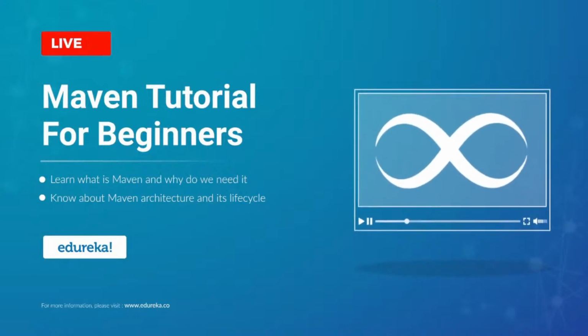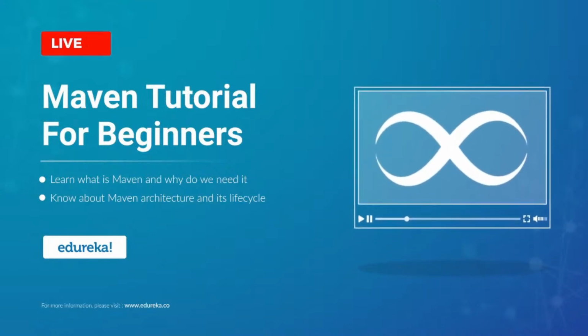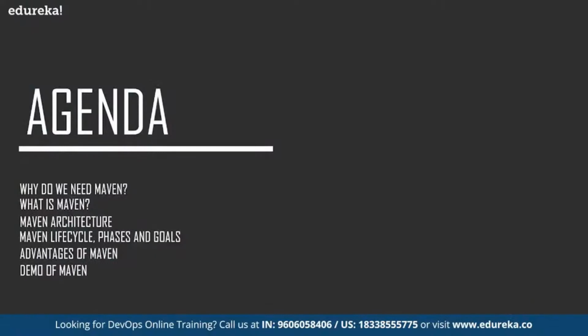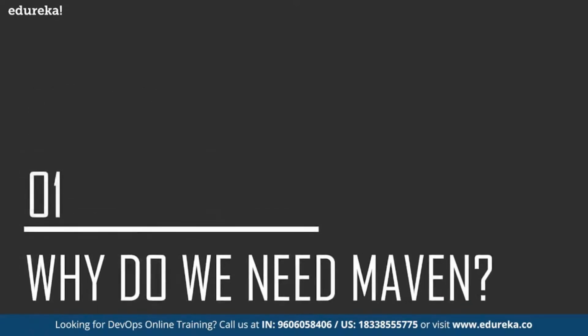So before we move any further, let us have a quick look at the agenda for today's session. We will begin our discussion with the topic, why at all do we need Maven? Then we will talk about what exactly is Maven, the Maven architecture, and a few of the other key terms related to Maven. Then we will also discuss the various advantages that Maven has to offer. And finally, we will have a look at the demo of Maven, wherein we will build a project using Maven. I hope I'm clear with the agenda, guys. So let's not waste any time and straight away start with our first topic.